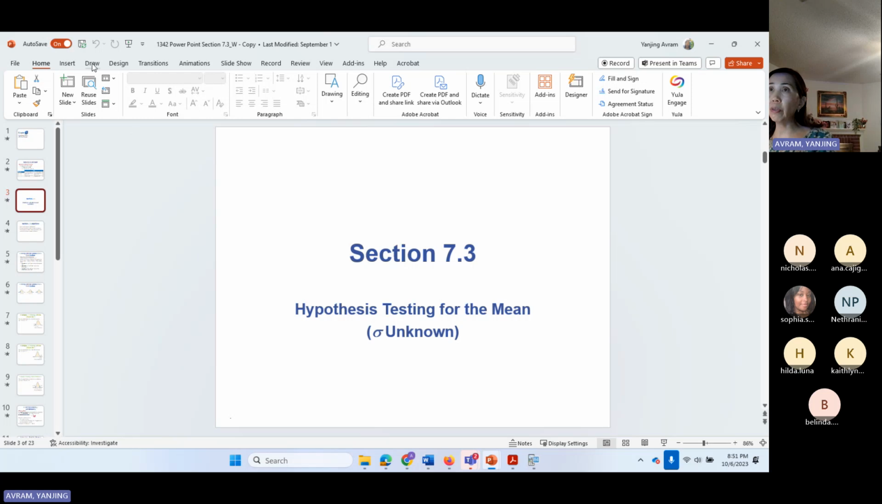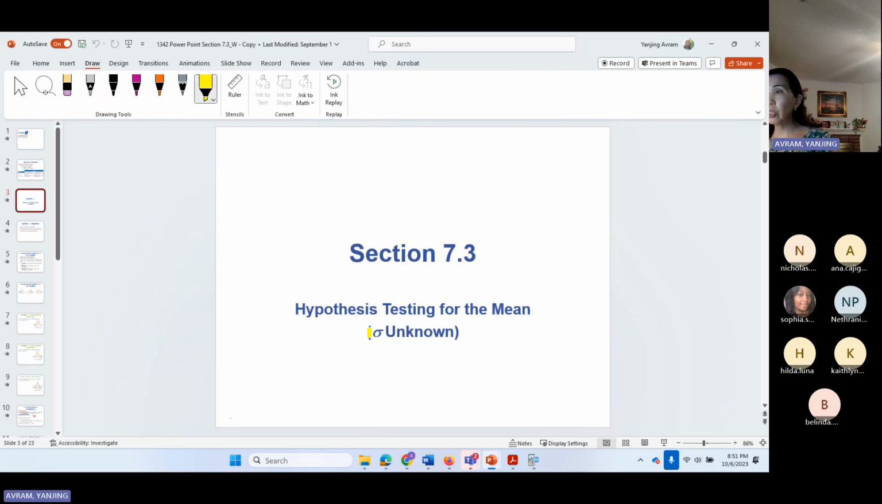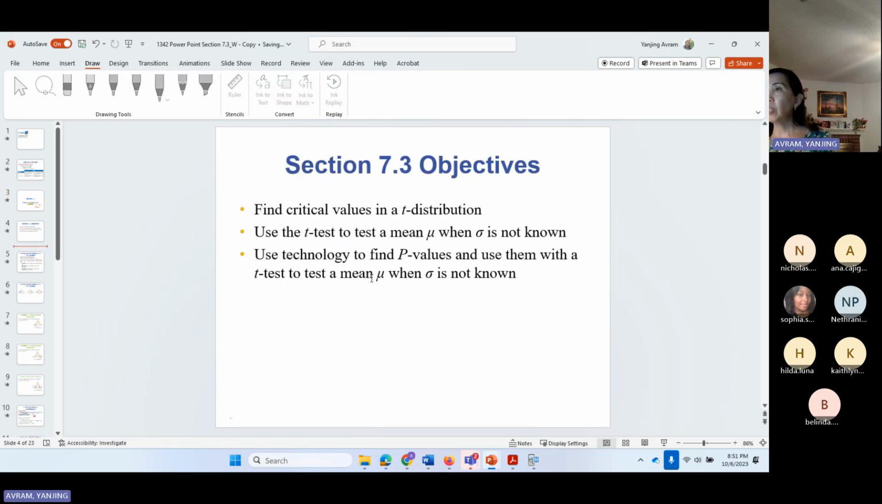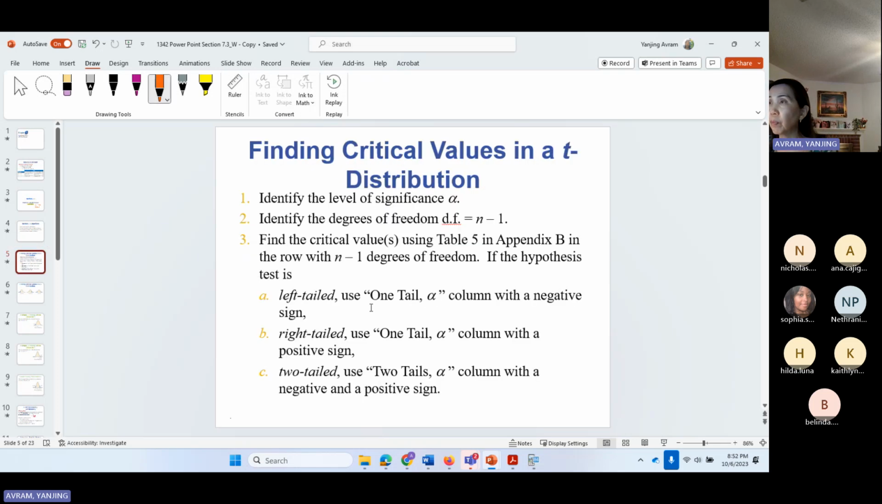When sigma is unknown, this is called a t-test, okay? Just like we had a t-interval earlier, this one we call the t-test, or sometimes the student t-test, because it was done by a grad student. So find a critical value for the t-distribution using the t-test when sigma is not known, that means it's unknown. And then we can use the calculator to find the p-value and compare it with alpha. That would be the easiest way, okay?